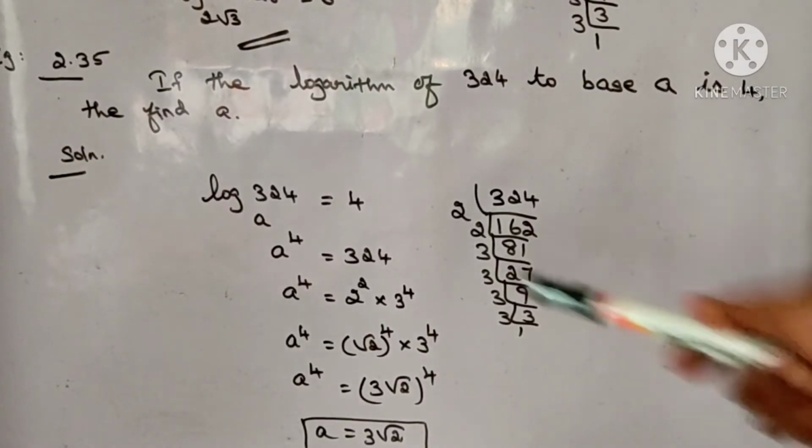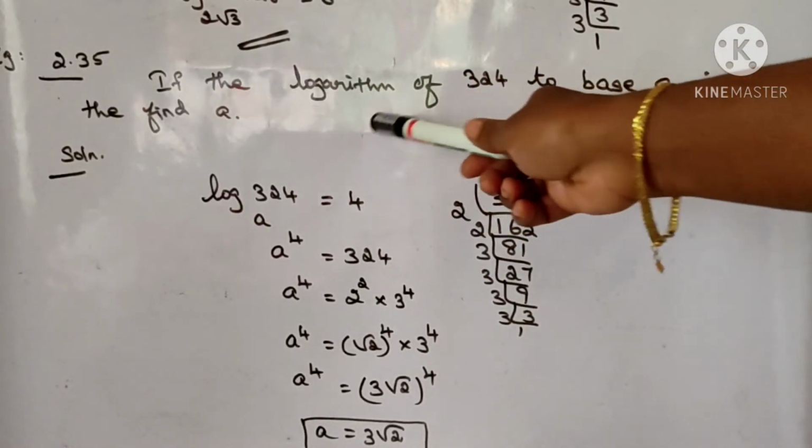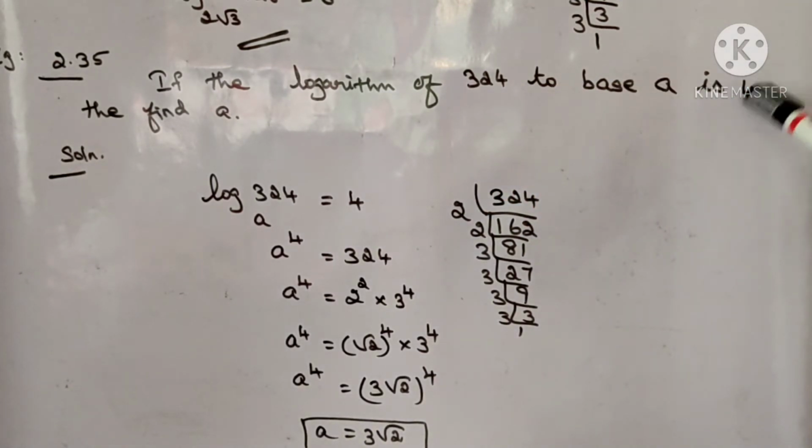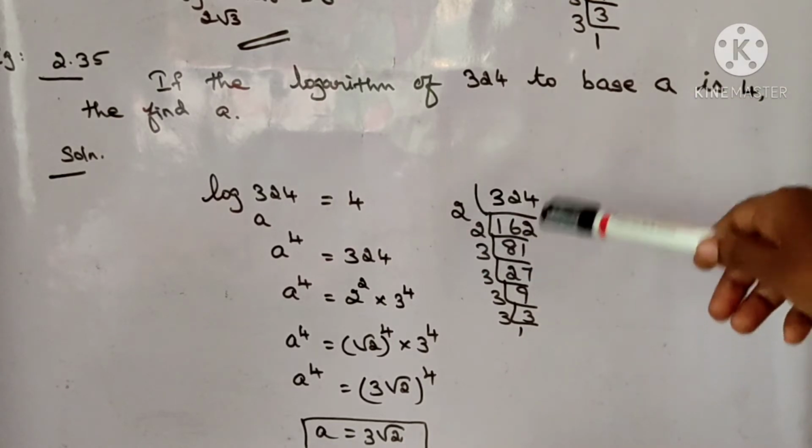Listen to the next question. Example 2.35. If the logarithm of 324 to base a is 4, then find a.